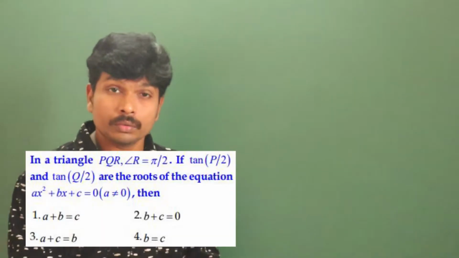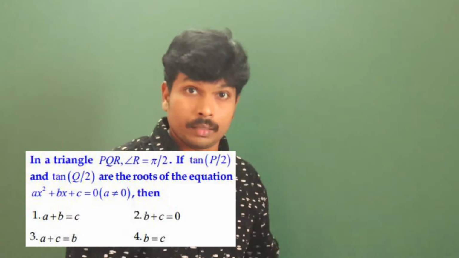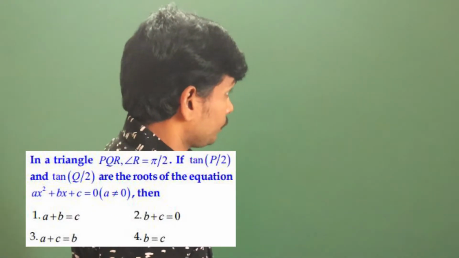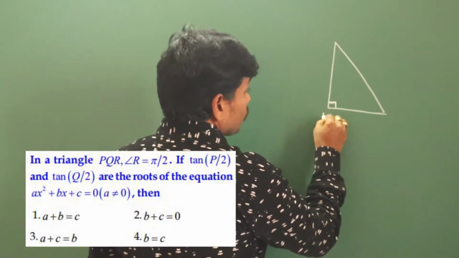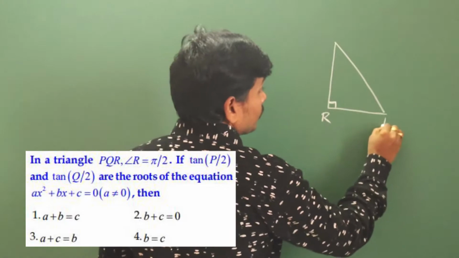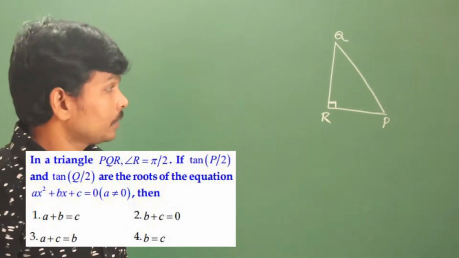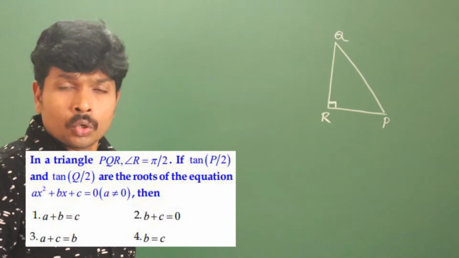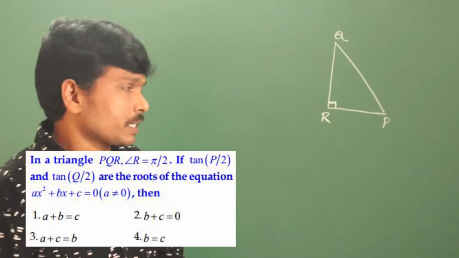You tried, no? So it is an excellent problem, and that problem has also been given in JEE Mains. What is given? One right angle triangle whose right angle is at R. So PQR is a right angled triangle. Then from this, you have to make some observations. To do that problem, you should know some basic points that we will discuss now.